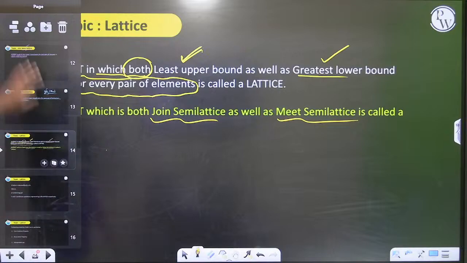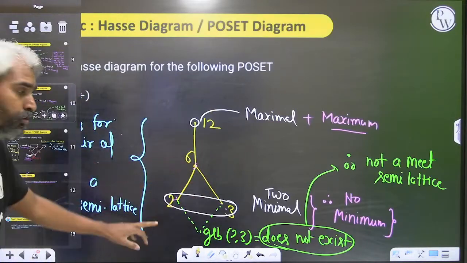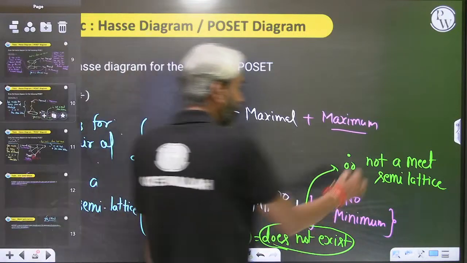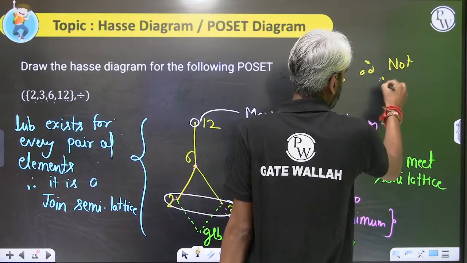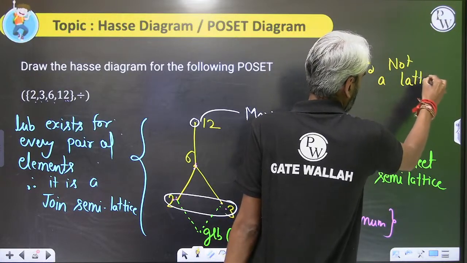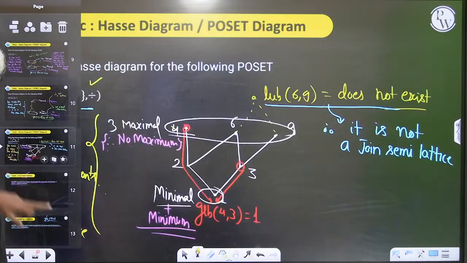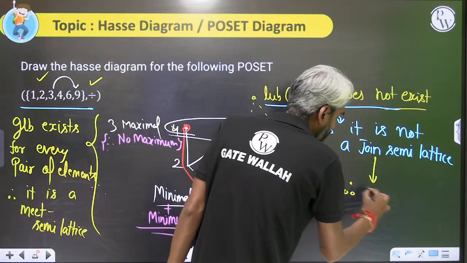Okay, so let's go back and see. Sir, is it a lattice? No, sir. It is just a join semi-lattice but not a meet semi-lattice. So when I say not a meet semi-lattice, therefore not a lattice. Okay, let's go to the next one. Sir, it is not a join semi-lattice, therefore not a lattice.